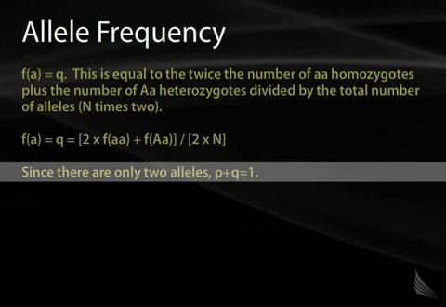All right? Since there are only 2 alleles, we're only dealing with big A and little a, we can say that P plus Q equals 1. The frequency of big A plus the frequency of little a should equal 1, the total number of alleles, right?